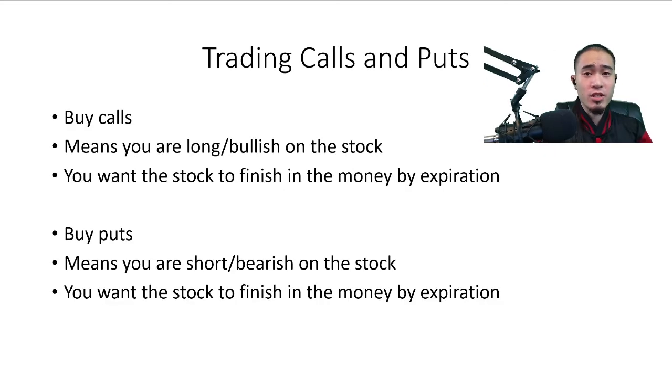Trading calls and puts. So when trading options, there are 4 different things you can do. You can buy calls, you can buy puts, you can sell calls, or you can sell puts. So first, let's talk about buying calls. When you are buying calls, this means that you are long or bullish on the stock. You want the stock to finish in the money by expiration. Buying puts. This means that you are short or bearish on the stock. You want the stock to finish in the money by expiration.